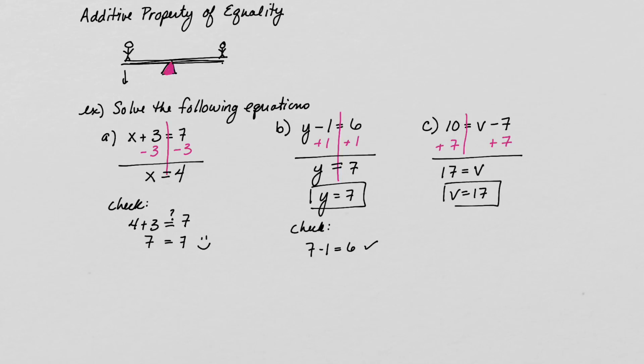That's that final answer. And again, you can always check it. So 10, does that equal 17 minus 7? Yeah, it does, right? 17 minus 7 does turn out to be 10. So the nice thing about equations is you can always check your answer, so you always know right away whether you were right or wrong.